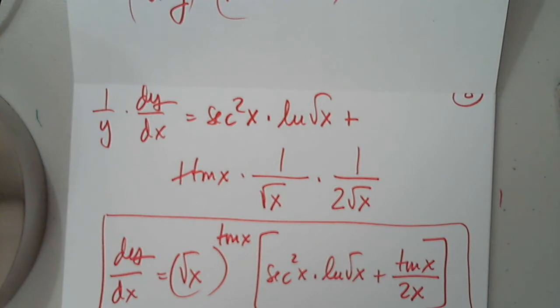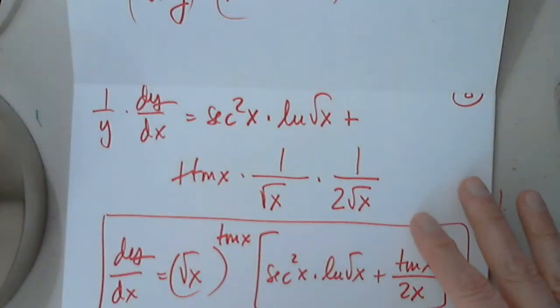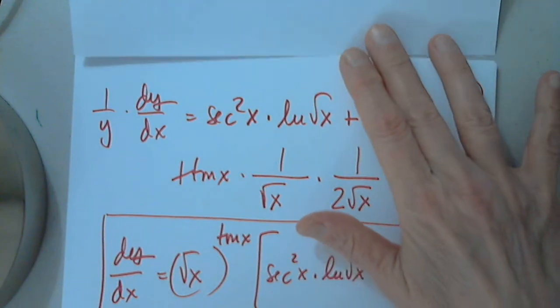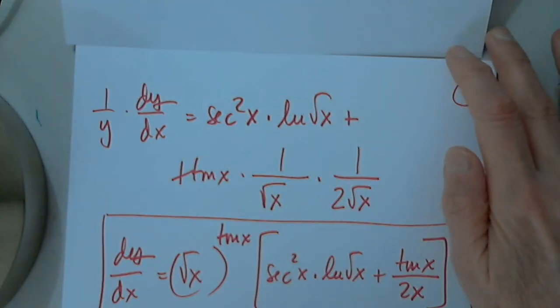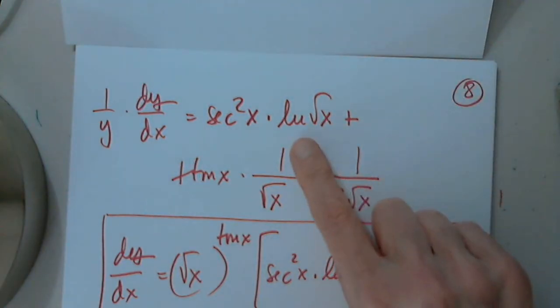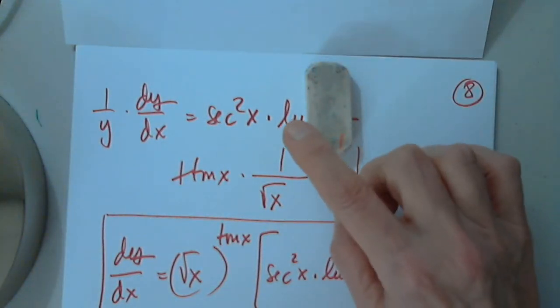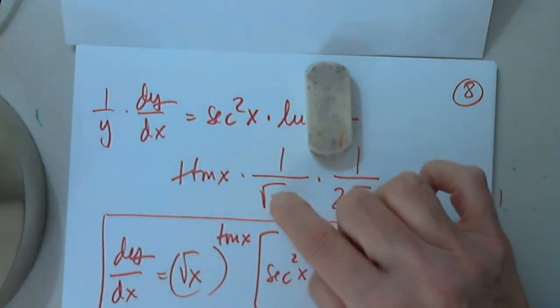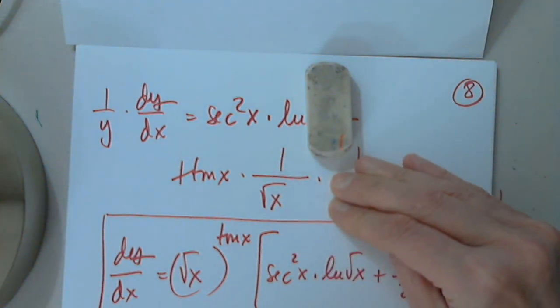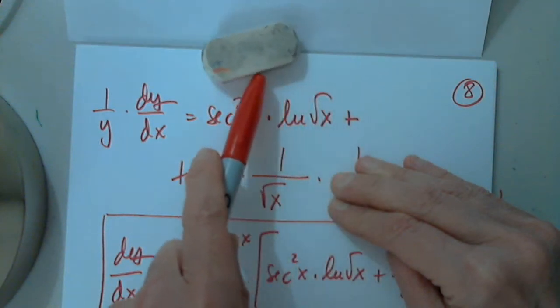I'm sure it's one of the rules, but why do we have the times 1 over square root x and then the 1 over 2 square root x? Because I need to differentiate natural log. When I differentiate natural log, I have 1 over the function times the function prime. But what is the function?